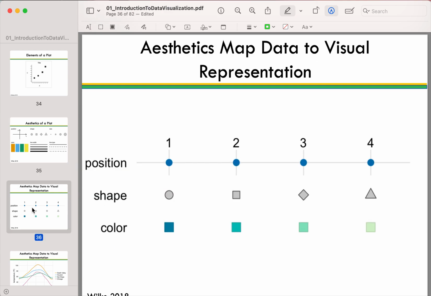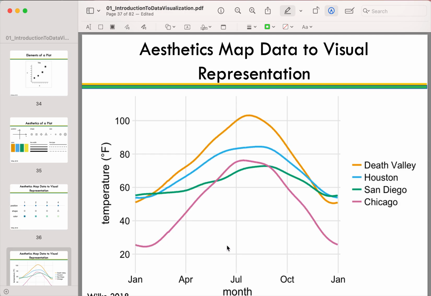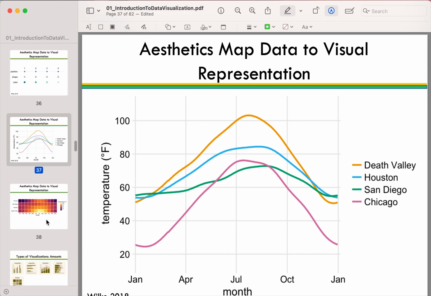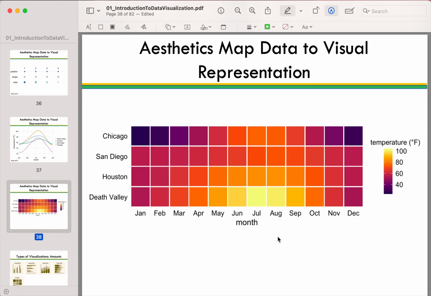So position would be onto the coordinate system somewhere. The place comes from data that is in the table, as we have seen earlier, 1, 2, 3, 4, and so on. The shape, as we mentioned, circle, rectangle, diamond, or triangle, and then its color. Here we have just lines and colors. And here we have a grid or a matrix.